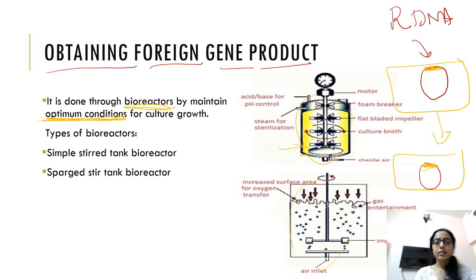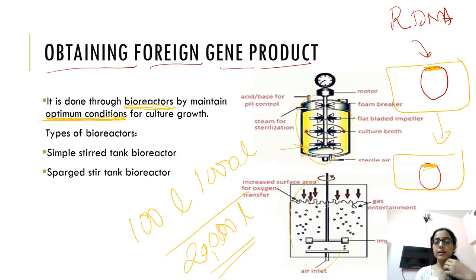They have a capacity of 100 liters to 1000 liters or more, even 20,000 liters or more, as it is done on a large scale. So it starts from 100 liters, and large-scale capacities are available in bioreactors, and they are used mainly for culture growth at optimal conditions.